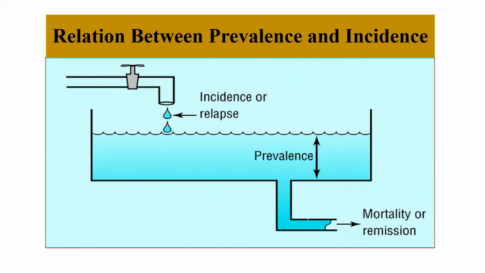So there may be some outputs: some may die, which comes out as mortality, or some may get relief from the disease and save their lives. So this is about the relationship between prevalence and incidence. Thank you.